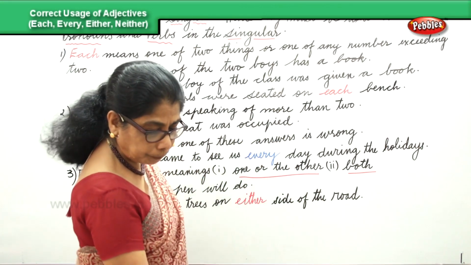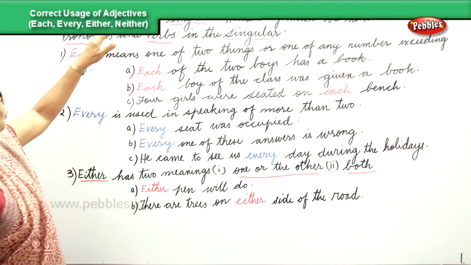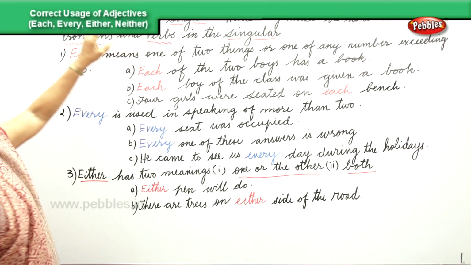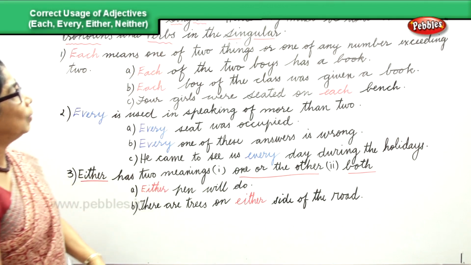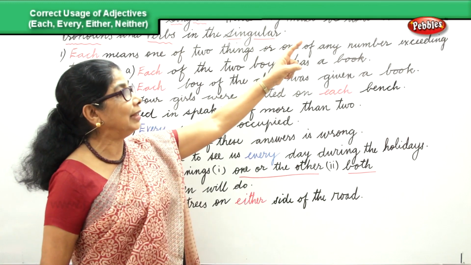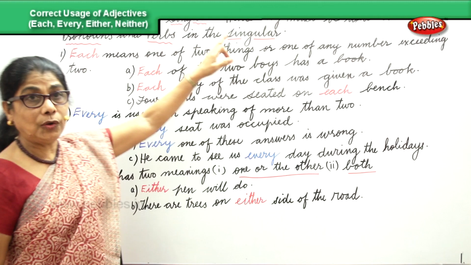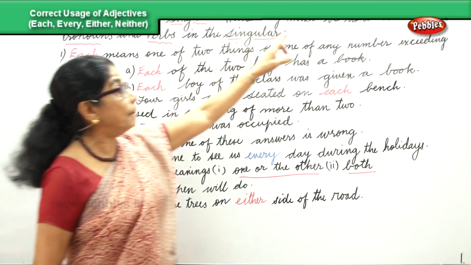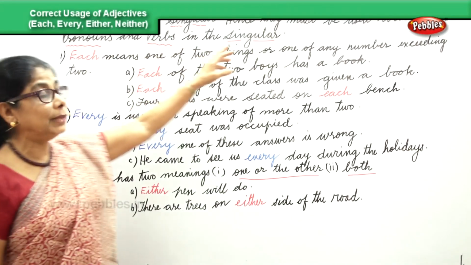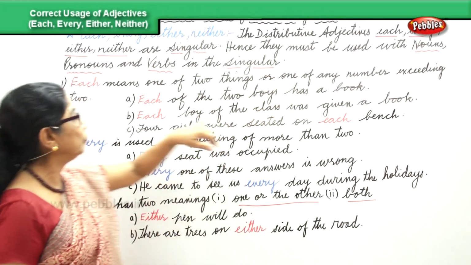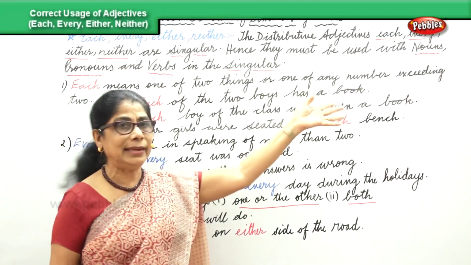Okay, now, what are we looking at here? The correct use of some adjectives. Each, every, either, neither. What are they? They're distributive adjectives. Each, every, either, neither are singular. Hence, they must be used with nouns, pronouns, and verbs in singular only. Each meaning two things or one of any number.